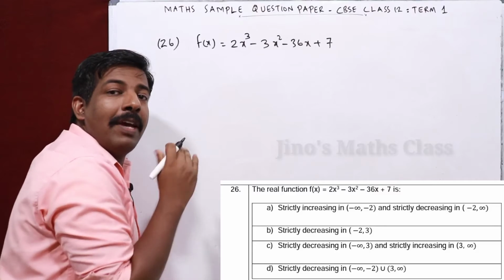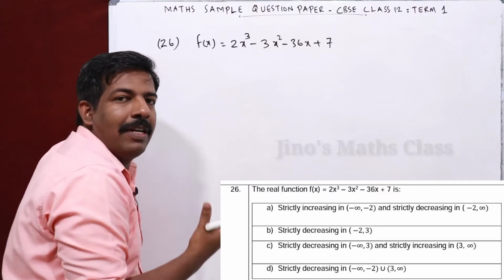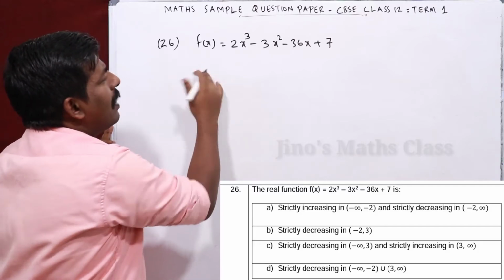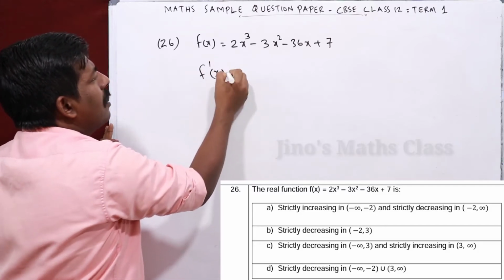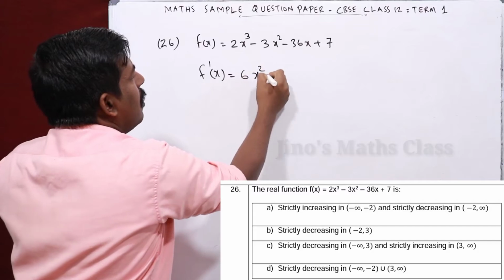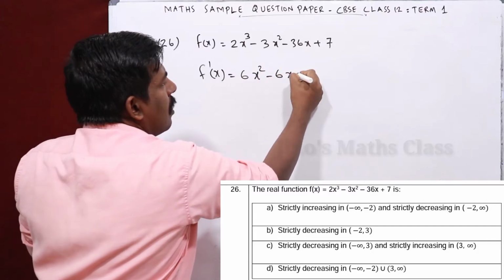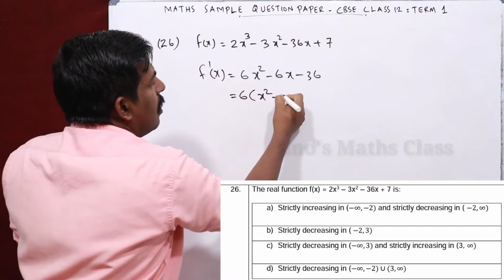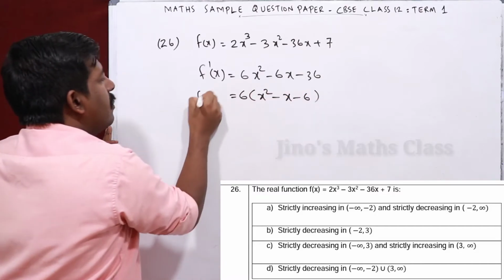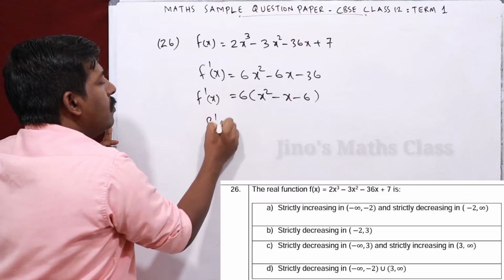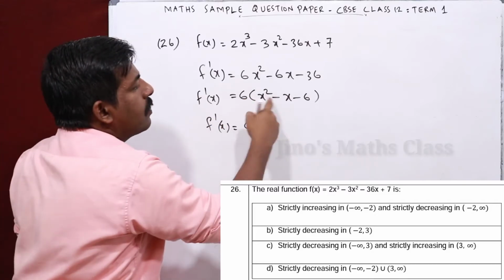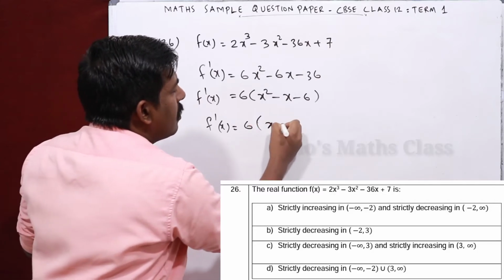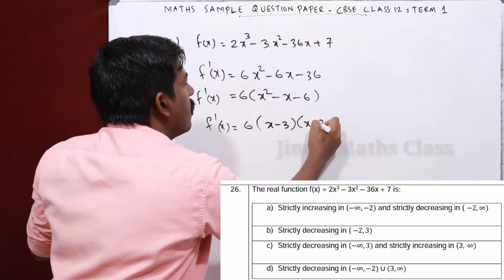26th question. Here we have a function and we have to find the intervals at which the function is increasing or decreasing. So for that, first we will find the derivative of this function. So f dash x is equal to 6x square minus 6x, then minus 36. So we can take 6 as a common factor. So we can write it as x square minus x minus 6, that is f dash x. We can factorize this x square minus x minus 6 using splitting the middle term. At that time we will get x minus 3 into x plus 2.